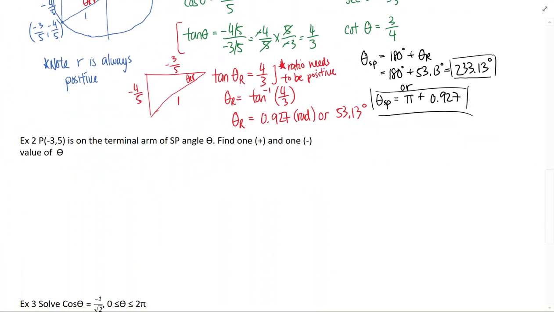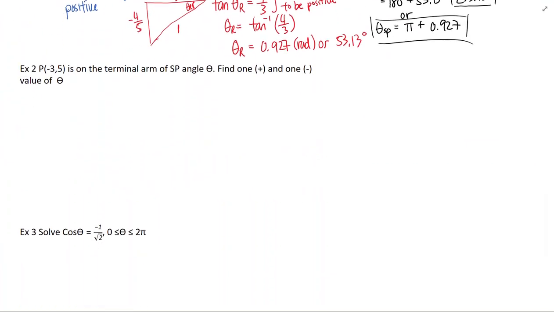All right, next example. Example 2. We have a point, -3,5, on the terminal arm of standard position angle theta. Find one positive and one negative angle of theta. Let's sketch this out. We have a point at -3,5. That will be in the second quadrant. Let's say it's there. And we can sketch a terminal arm.